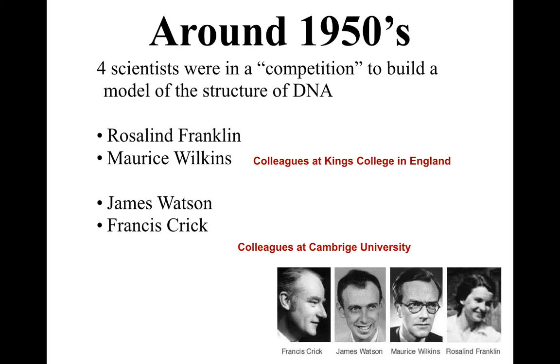Around the 1950s, 4 scientists were in a competition to build a model of the structure of DNA, and it's kind of like a race to the moon, but for DNA. Rosalind Franklin and Maurice Wilkins, those were colleagues at King's College in England. And James Watson and Francis Crick, those were colleagues at Cambridge University.